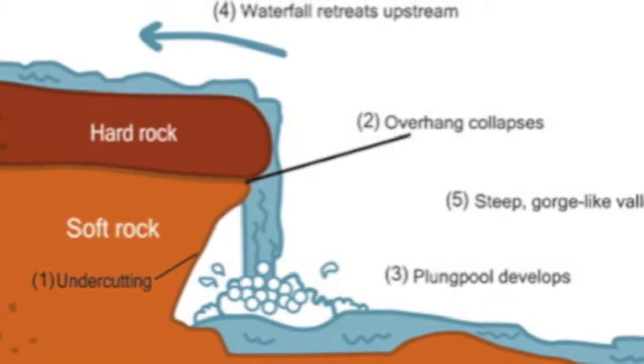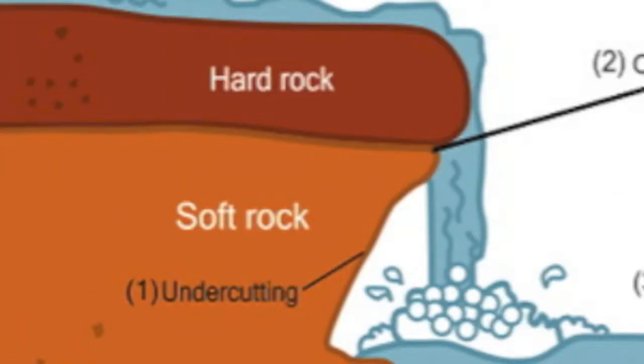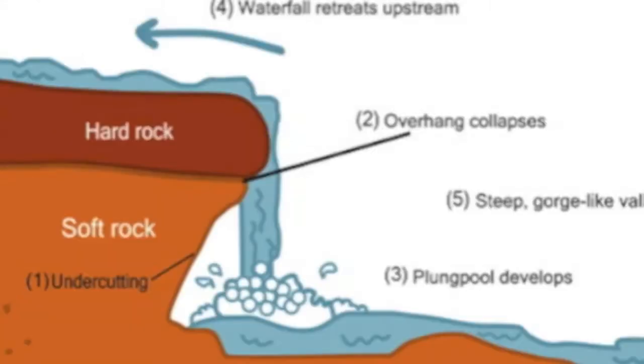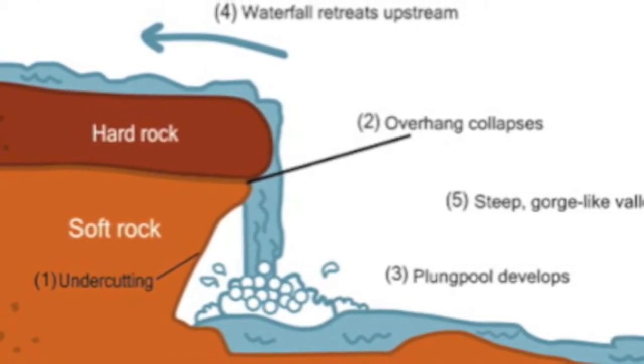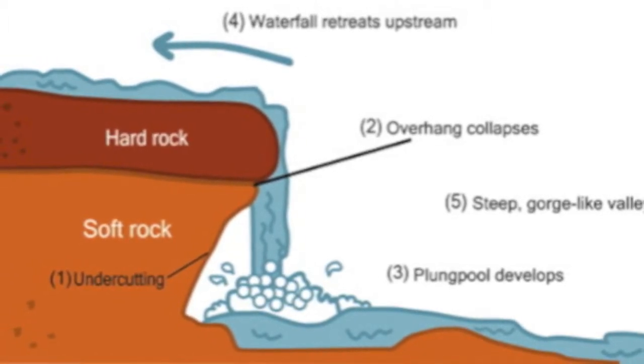When a river runs over different types of rocks, a waterfall may form. The diagram shows the formation of a waterfall. Number 1 is the soft rock is undercut. This leaves a layer of hard rock which overhangs the layer of soft rocks. Number 2 is eventually the overhang will collapse due to the erosion of the softer rocks. And number 4 is then the water retreats upstream, forming a gorge.